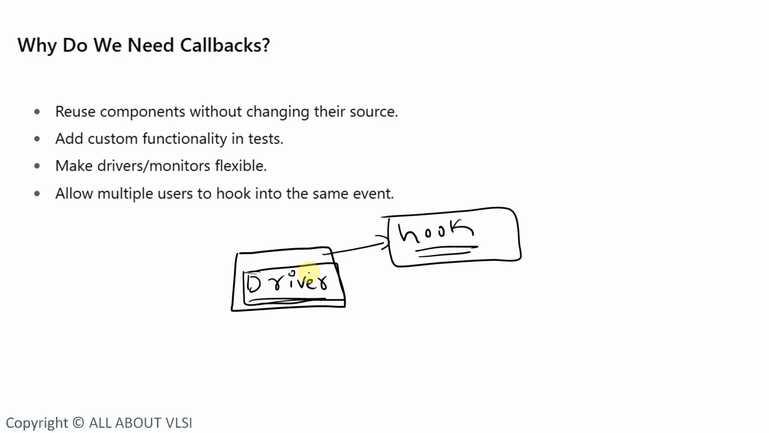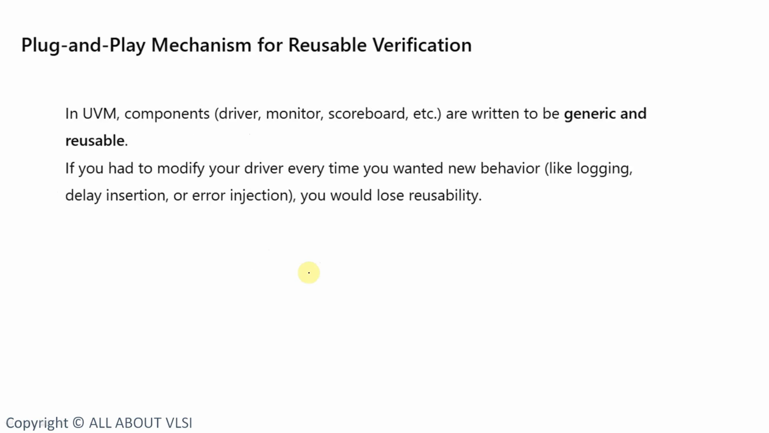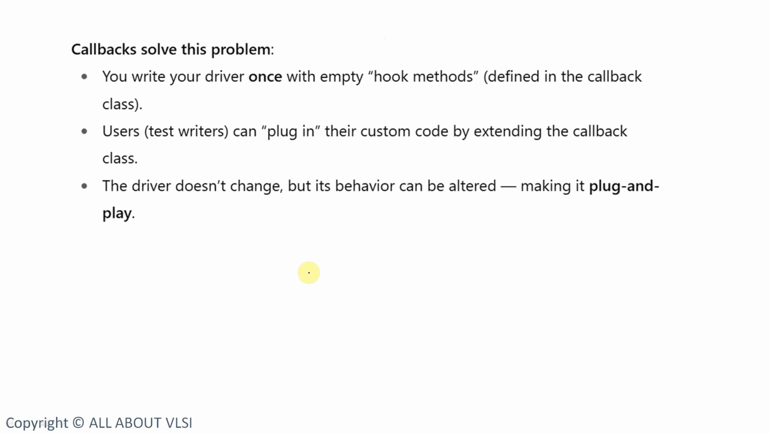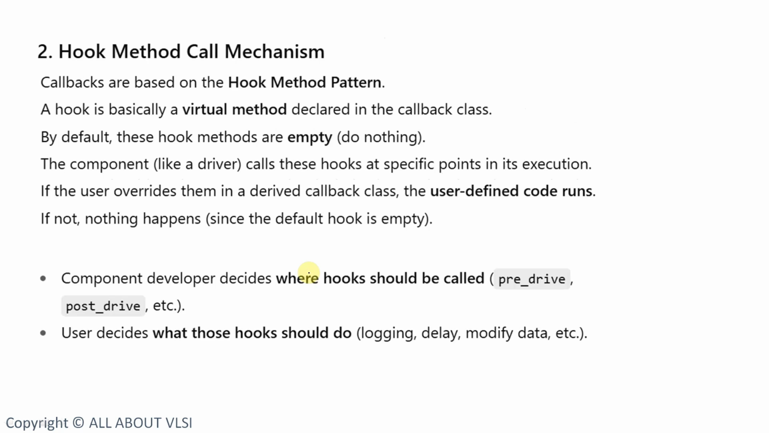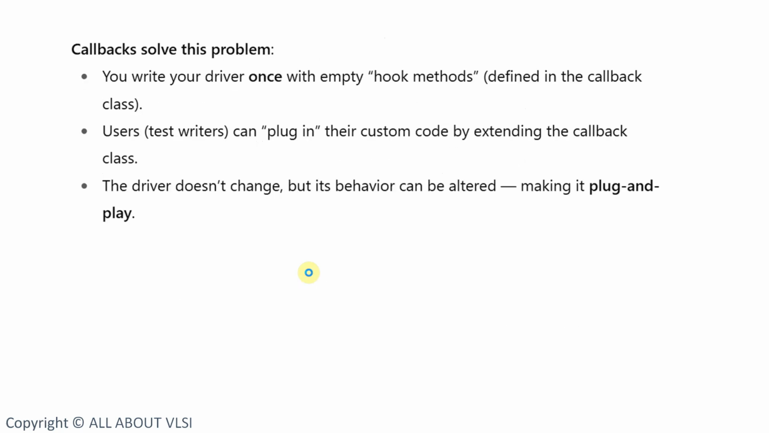Let us see with an example. It will be more clear how we are going to use callbacks. They give a plug and play mechanism for reusability. In UVM, components like driver, monitor, and scoreboard are written to be generic and reusable. If you had to modify your driver every time you wanted new behavior like logging, delay insertion or error injection, you would lose reusability, because always changing your driver code is not feasible, right? So using this callback mechanism from the test class itself, you can change the behavior of your driver.